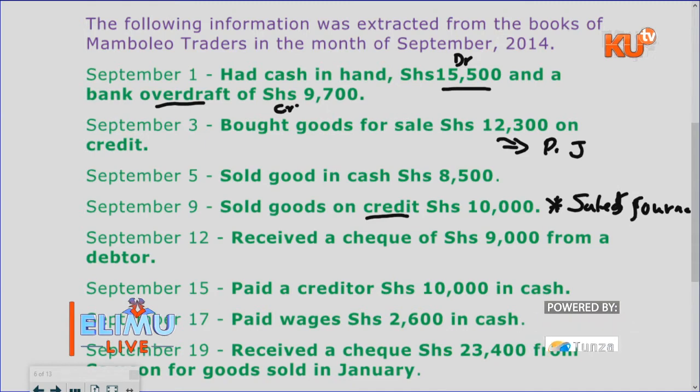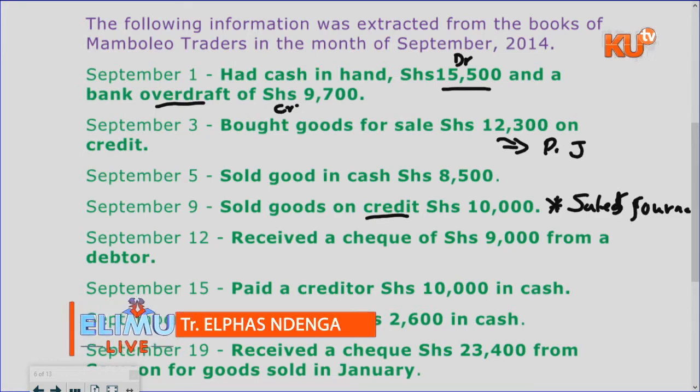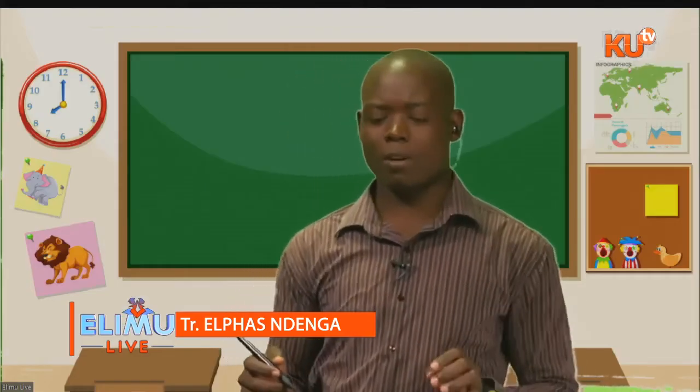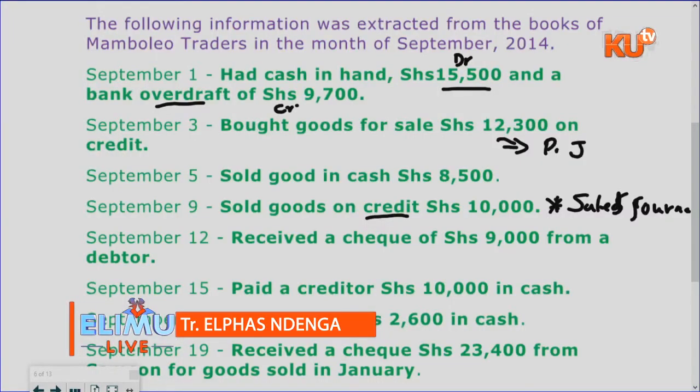So we go to the next. September 12, received a check of 9,000 from a debtor. Again, we are receiving, and so we debit because that is money in. So we'll come to September 12.